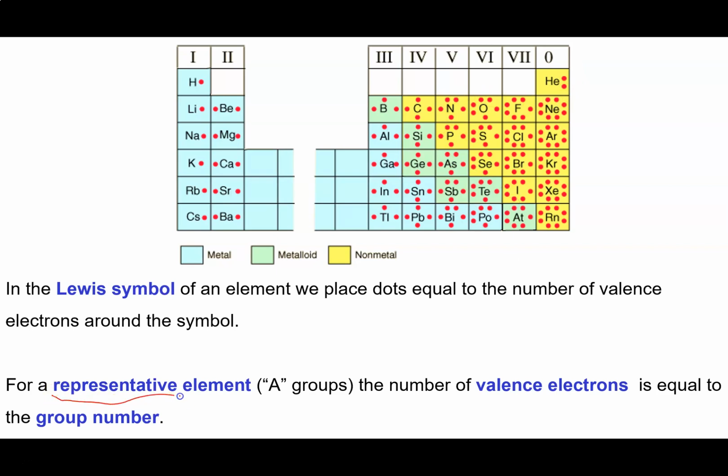And for a representative element, an A group element, sometimes also called a main group element, the number of valence electrons is simply equal to the group number. So that's real simple to figure out.